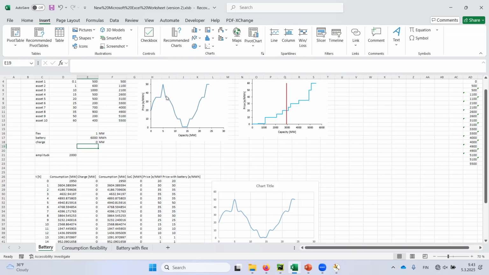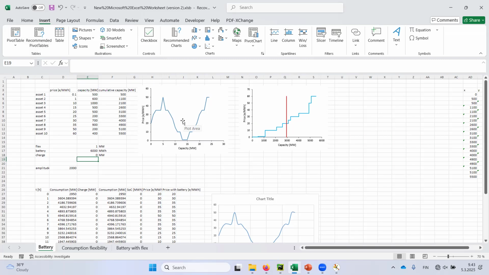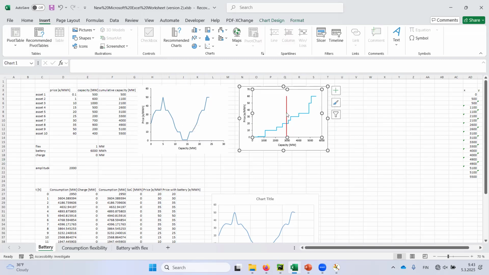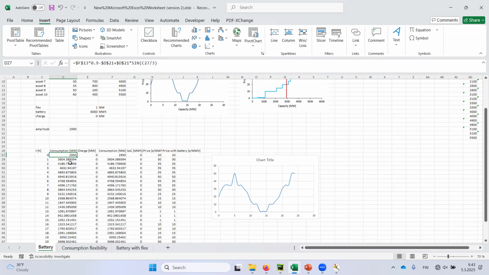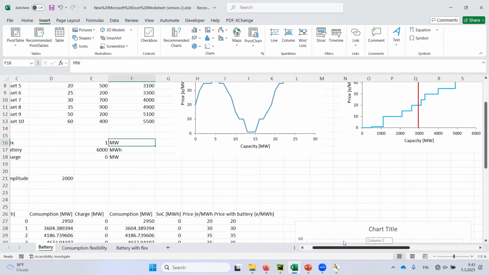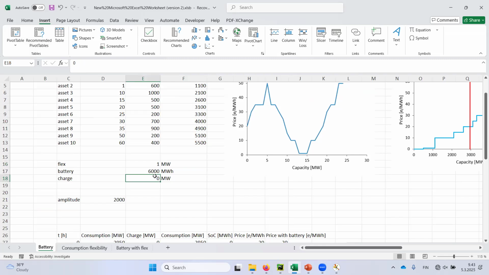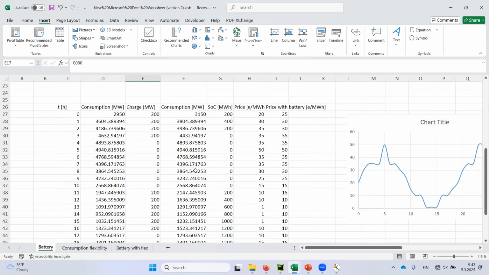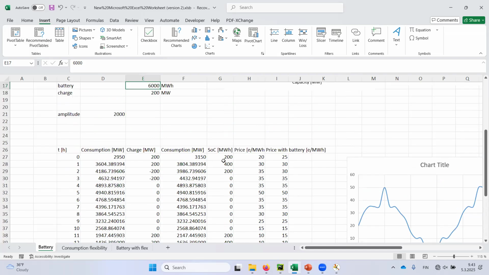The price is going to be dictated purely by the merit order and the consumption line. This consumption line, by the way, changes based on this consumption, so it just moves to the left and right. And whenever I start putting this battery charge upwards, we're going to charge and discharge with 200 megawatts. And we have a battery maximum state of charge of 6,000 megawatts. I just manually check that it doesn't go over that. So there's the state of charge.